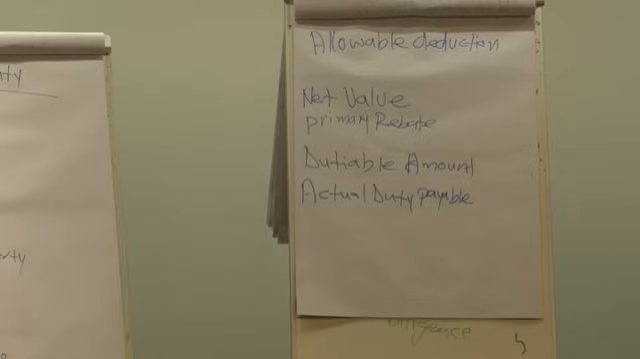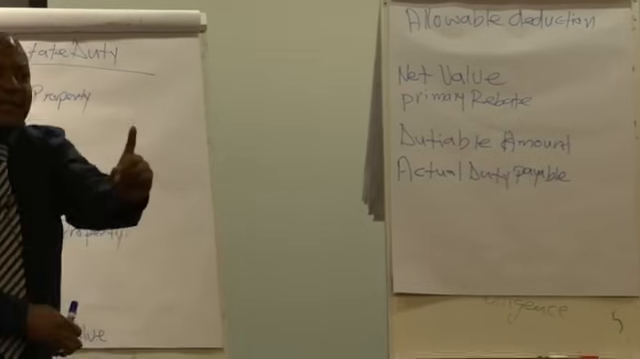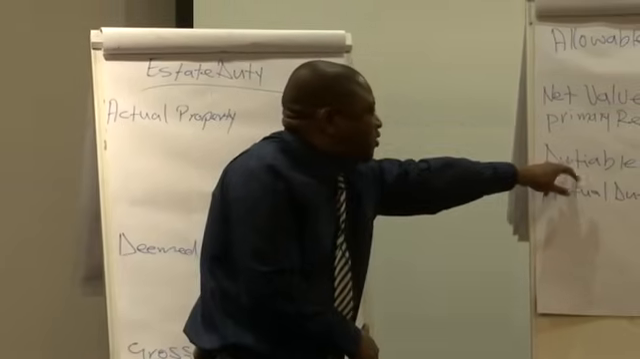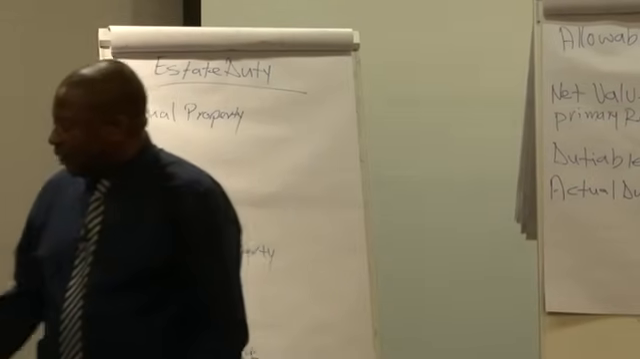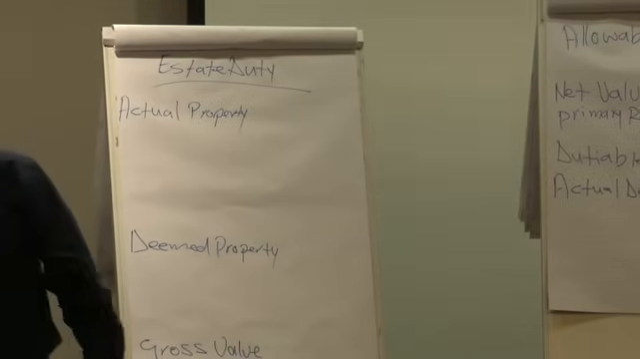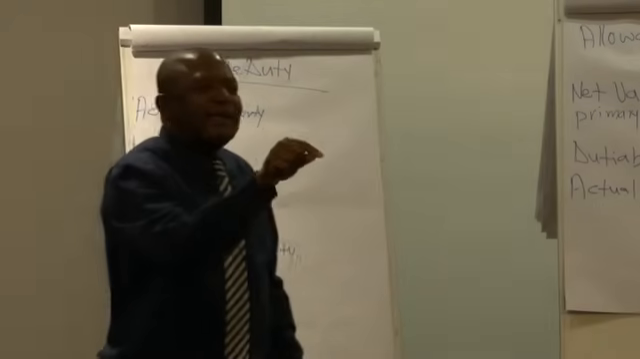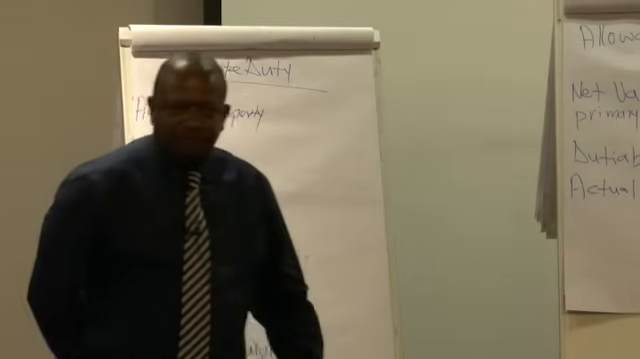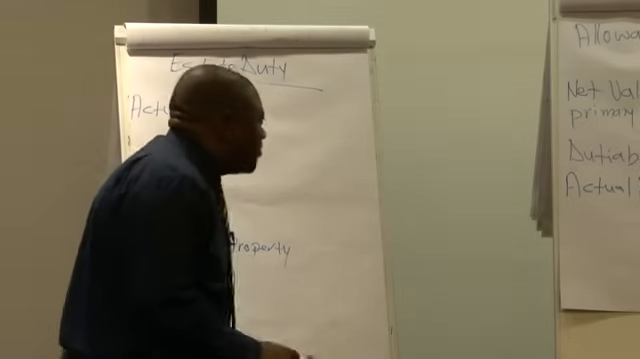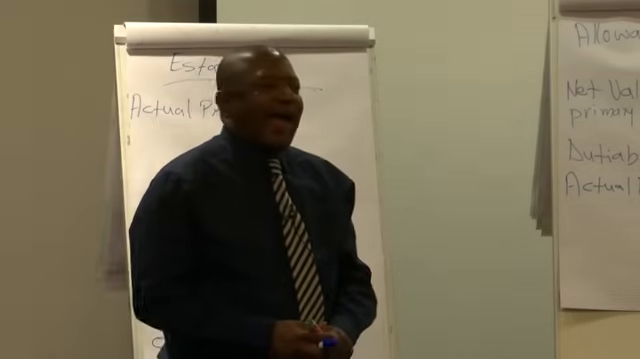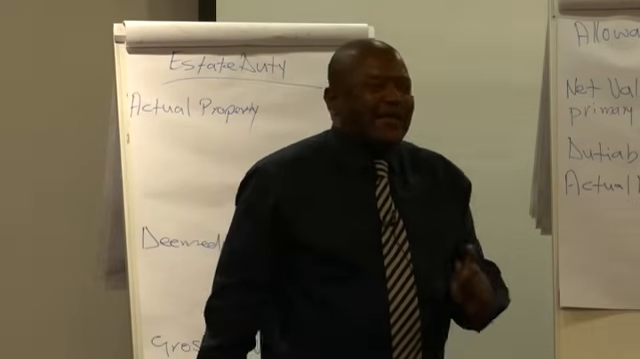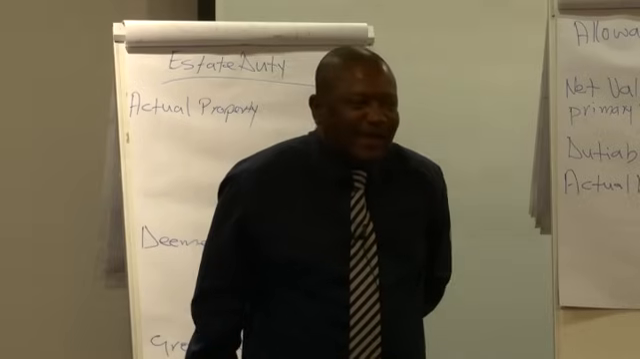Any questions so far? Now remember what the estate duty said. The estate duty said, use the provisions of the Act to arrive at this dutiable amount. Your next question will be what? What is actual property? What is actual property, ladies and gentlemen? Total assets. Actual property is what the Estate Duty Act says is actual property.